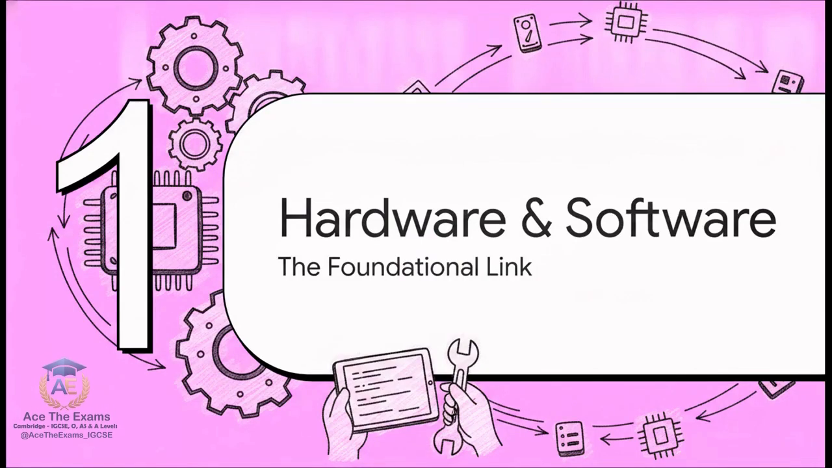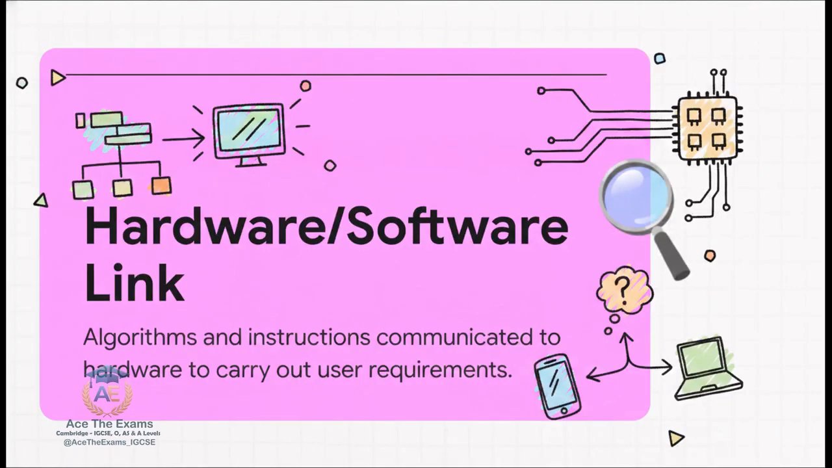Section 1. Linking hardware and software. To fix that flawed answer, we first need to build the correct theoretical framework from the ground up. Here is your Cambridge Safe definition. It's all about communicating algorithms to fulfill a specific user need. Notice those specific words: algorithms, instructions, and user requirements.